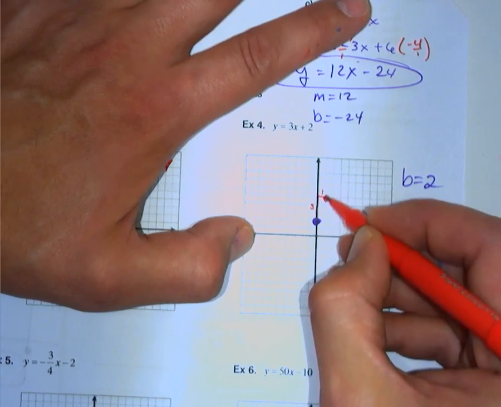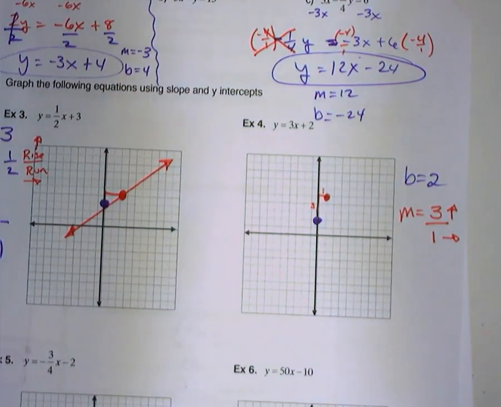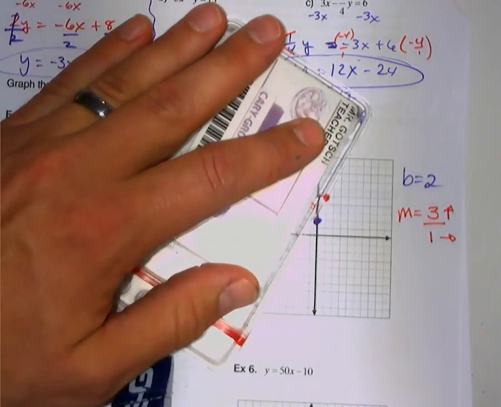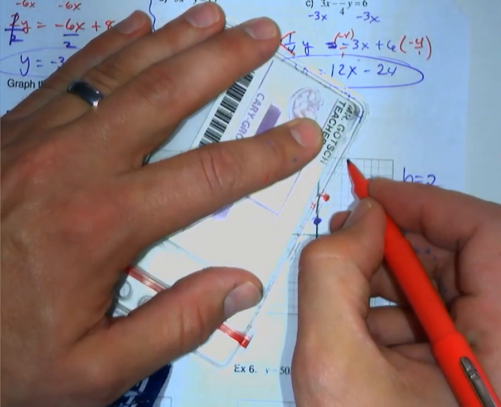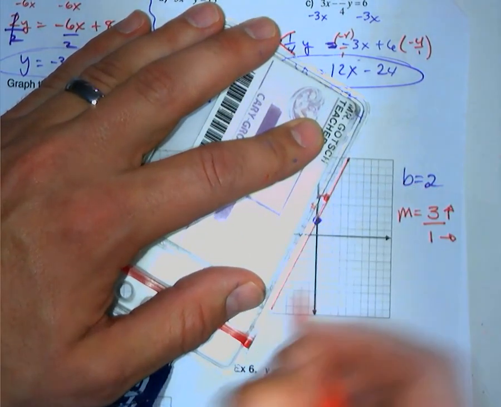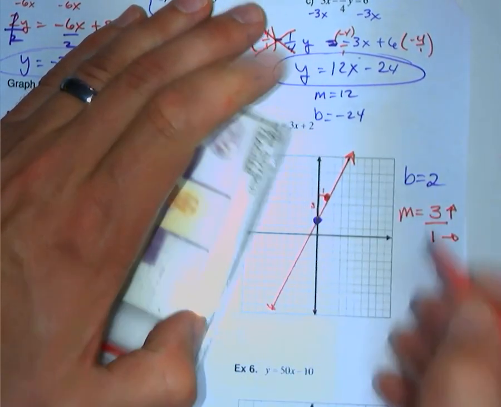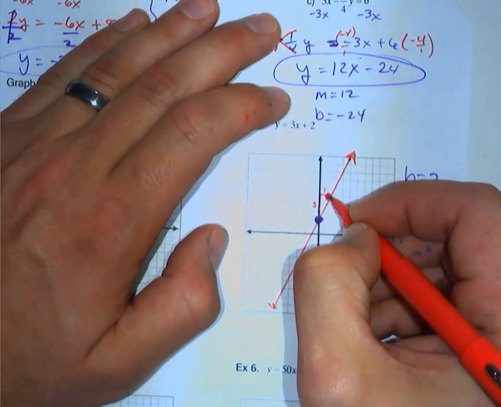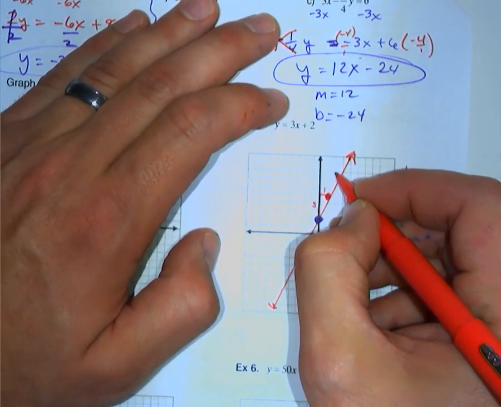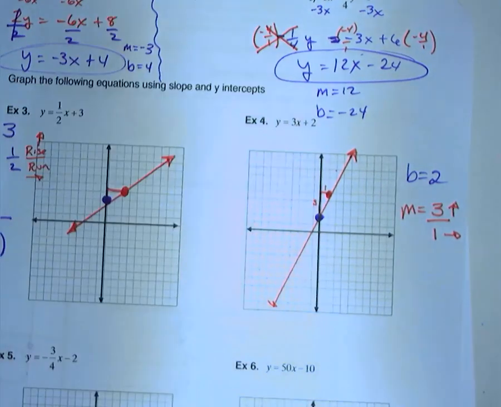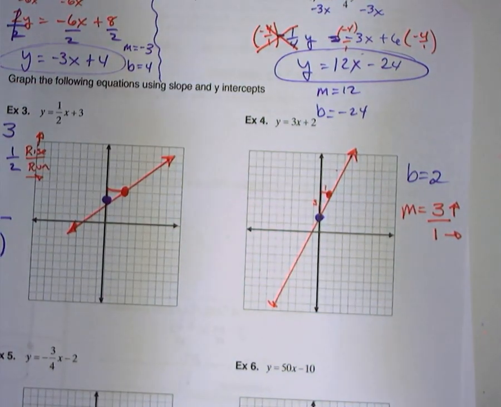So now I've got my next point. In geometry next year, you will learn 2 points determine a line, 3 points determine a plane. I have my 2 points, and that's all I need. If I want to be fancy, I could go up 3 over 1, up 3 over 1, and make it nice and pretty. You can do slope as many times as you like, but technically you only need 2 points. Up 3 over 1, you've got your 2 points, graph it.